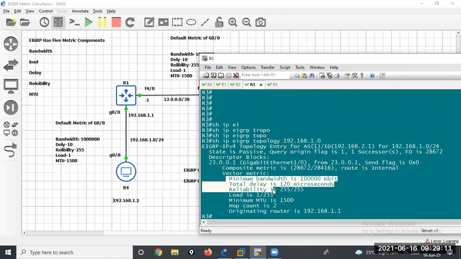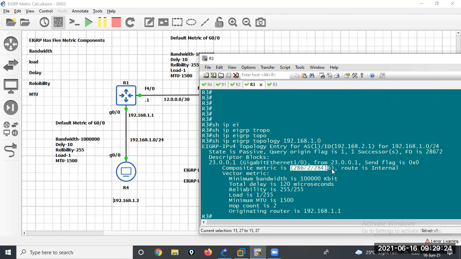Now I will tell you how the composite metric is calculated. In the topology table, in the brackets, there are two values, right? The first value is the feasible distance. The second value is the advertised distance. Feasible distance means the complete metric from Router 3 to the 192.1.1.0 network. This is the entire metric from Router 3 to the 192.1.1.0 network.